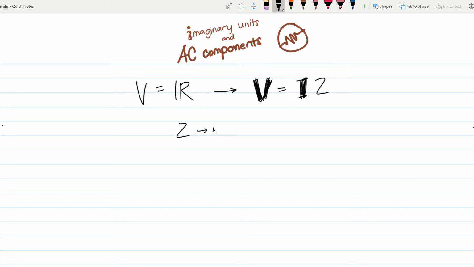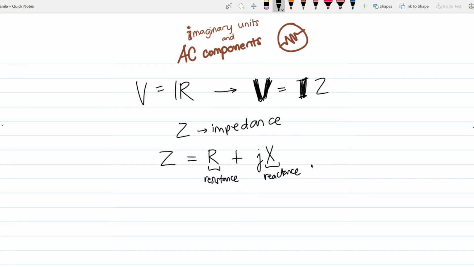This Z is called impedance. If you have earphones, you might see this in the specs of your earphones, right? Impedance here means R, your resistance. That becomes the real part of your impedance plus this thing called X, actually JX, which is the reactance. So paano naman to? How are we going to do this? Yung dalawang bagong passive components natin, the inductors and the capacitors, they have different kinds of reactance. All right? So I'll be going there now.